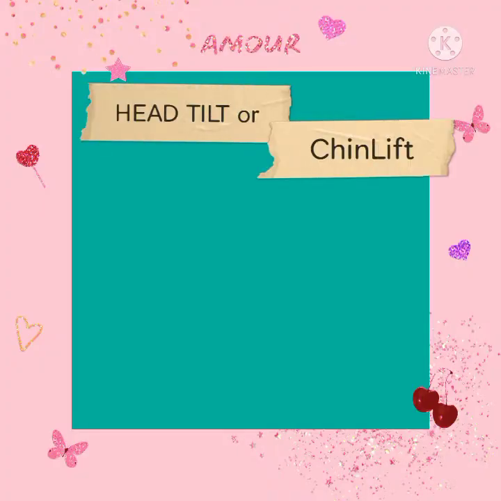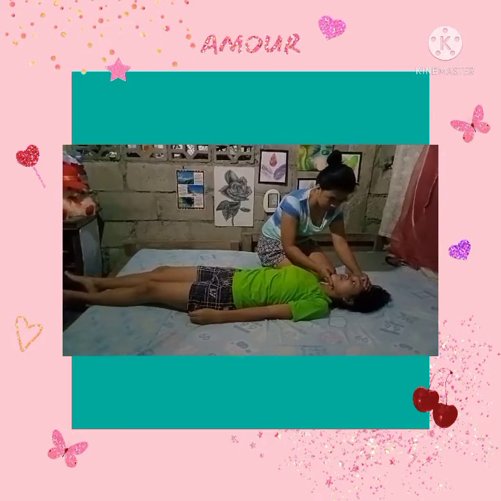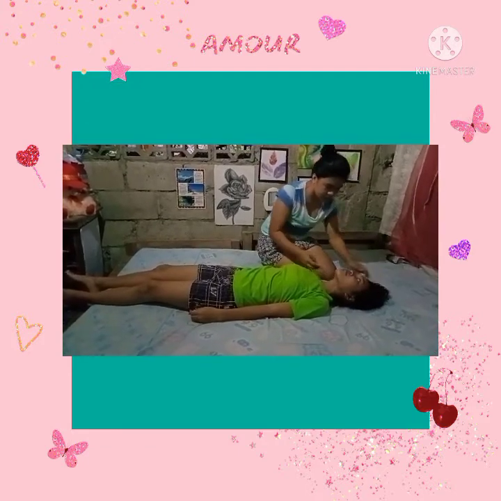Let us know how to do the head tilt or chin lift. In performing this, place one hand on the patient's forehead. Place 2 or 3 fingers under the chin. Gently tilt the head back until the chin is pointing upward.